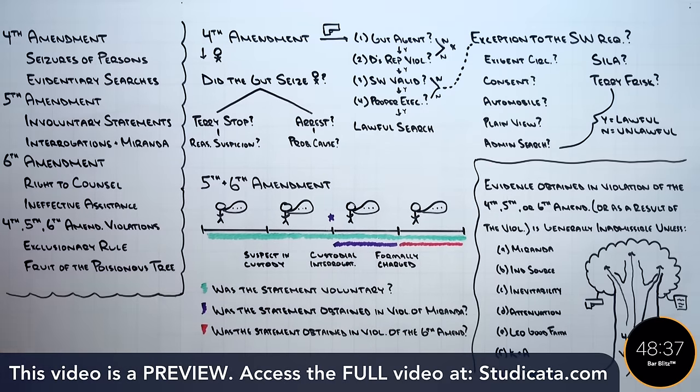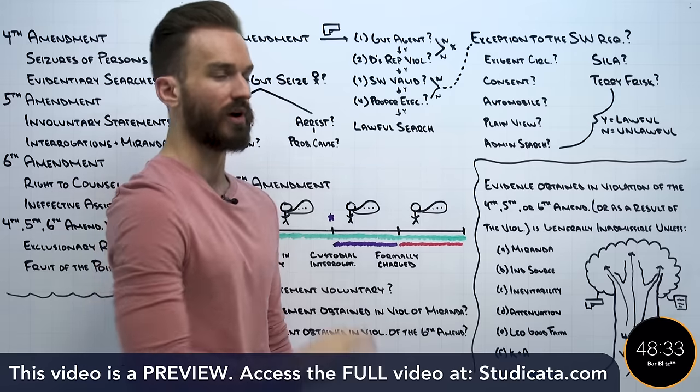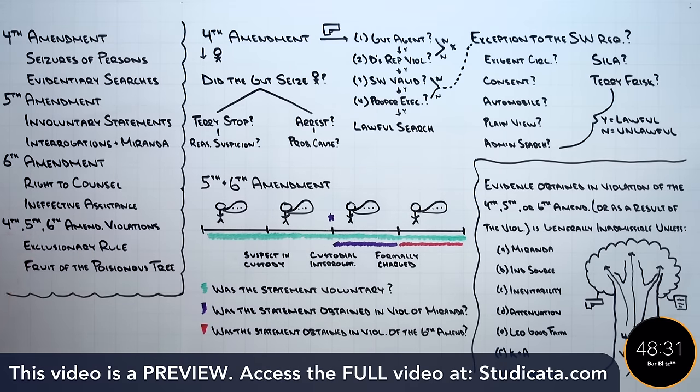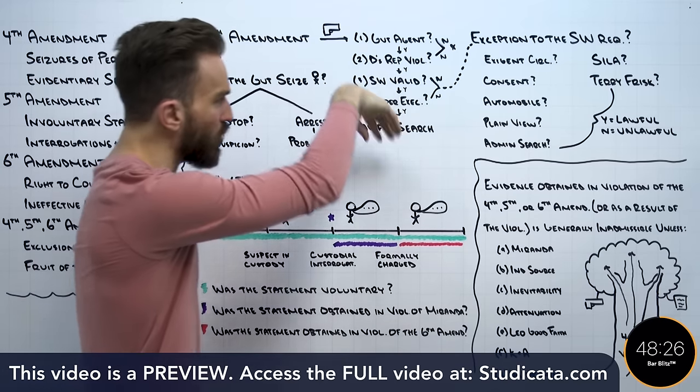To arrest somebody, to seize a person, even to arrest somebody, they don't need a warrant. It's just probable cause. One distinction we want to be aware of. But really, evidentiary searches and seizures is kind of a four-step analysis.